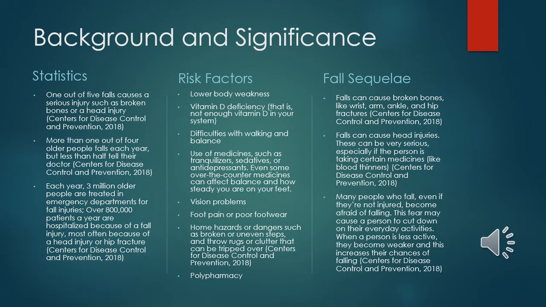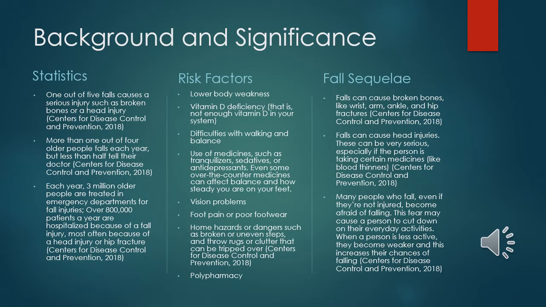a hip fracture. Risk factors include lower body weakness, vitamin D deficiency, difficulties with walking and balance, use of medicines such as tranquilizers, sedatives, or antidepressants. Even some over-the-counter medicines can affect balance and how steady you are on your feet. Vision problems, foot pain and poor footwear, home hazards such as broken or uneven steps, and throw rugs or clutter that can be tripped over, and polypharmacy.